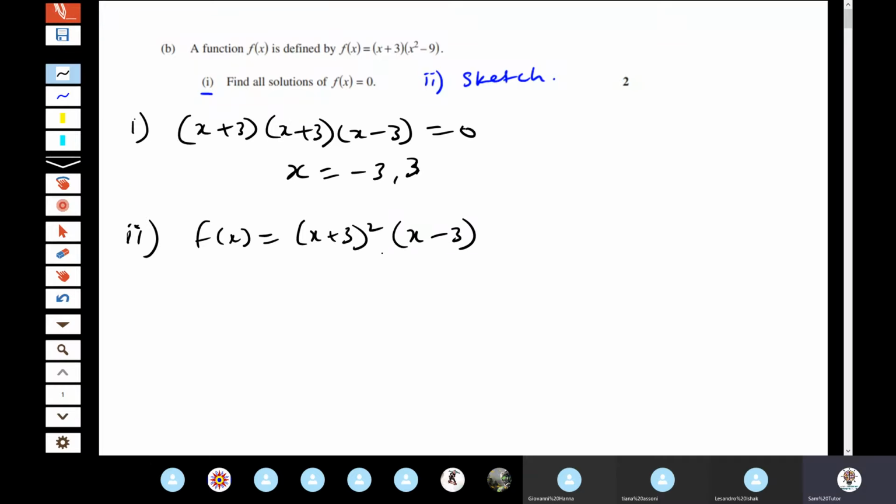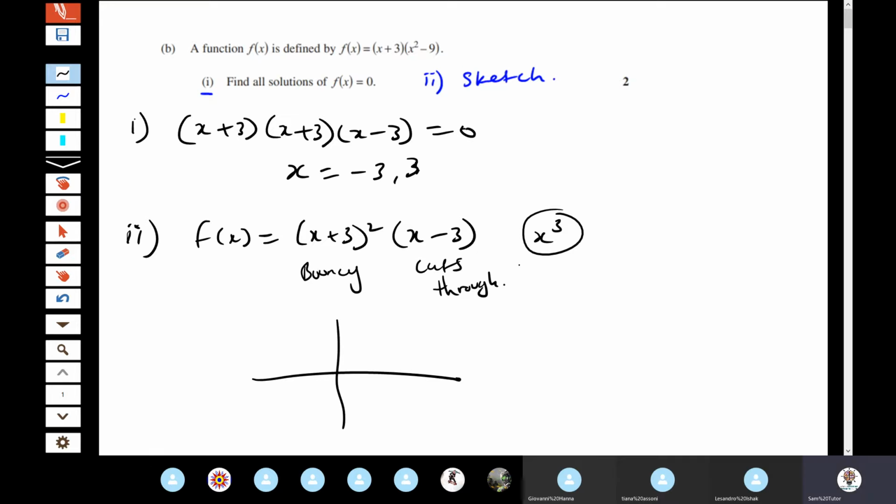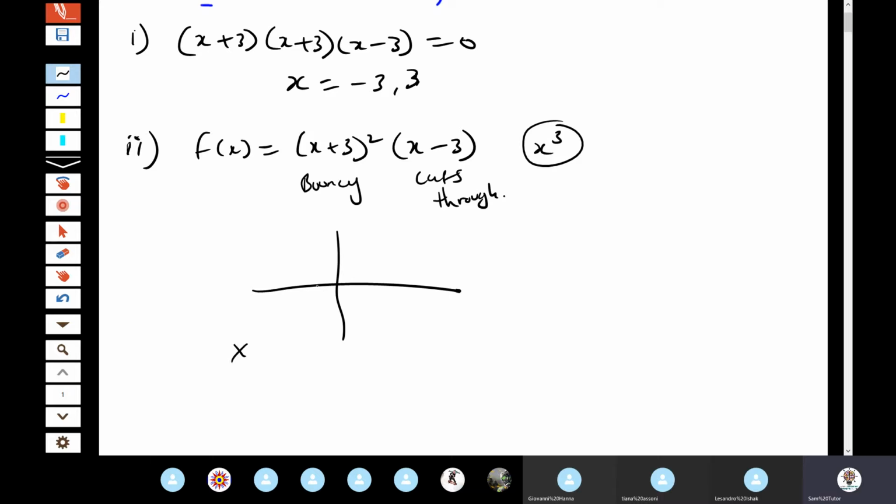So it's a cubic. So your whole polynomial is x cubed. It bounces here and it cuts through here. So the answer would be: cubic, start down here, bounce at -3, cut through at 3. So start down here, bounce, cut through.